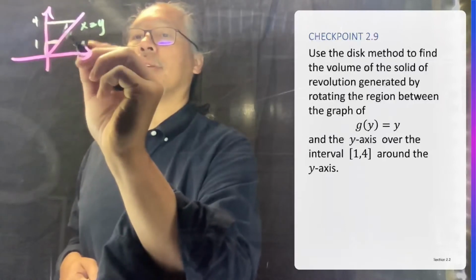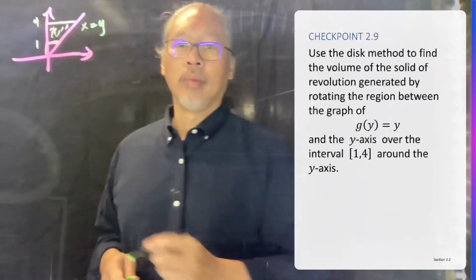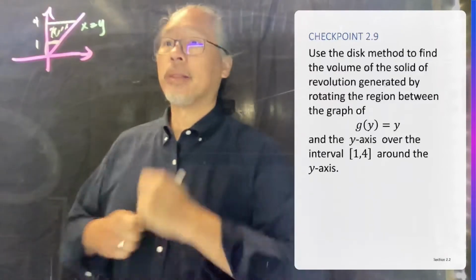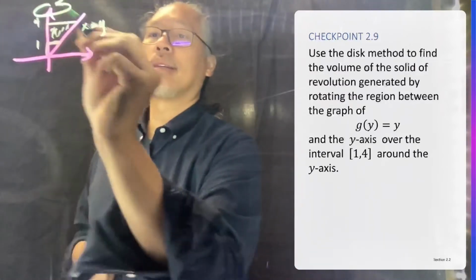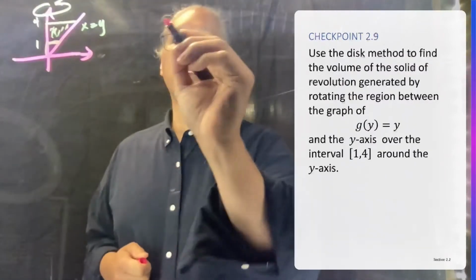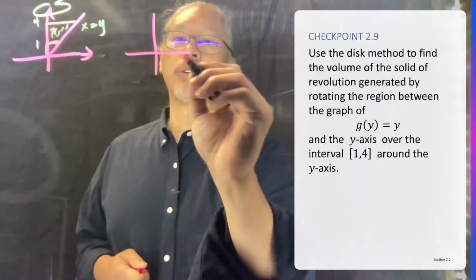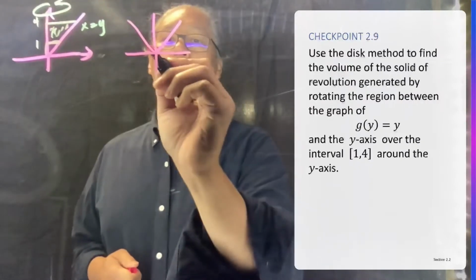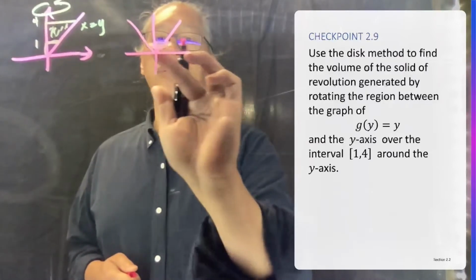So we're looking at this region in here, and we're going to rotate it about the y-axis. You can kind of see that figure already. It looks like it's a cone that's been truncated on the top. So let's stop here.